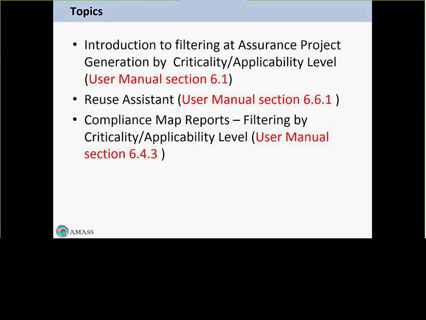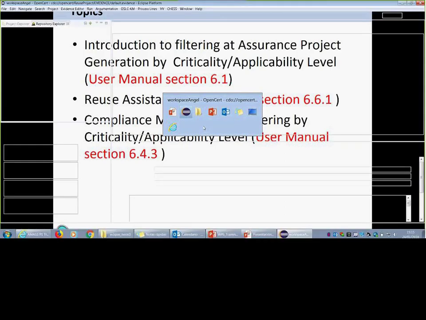The objective of this modified feature compared with the previous one is that now you can search compliance gaps according to certain criticality or applicability levels. This feature is also explained in the user manual in the section 6.4.3. Let's move to the demonstration.